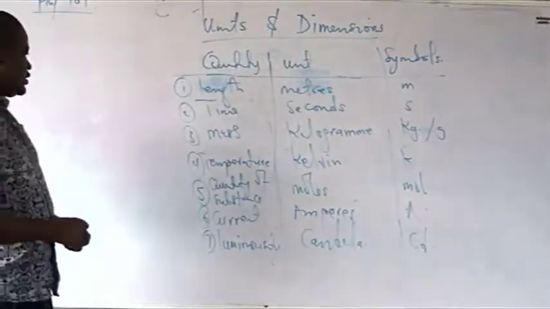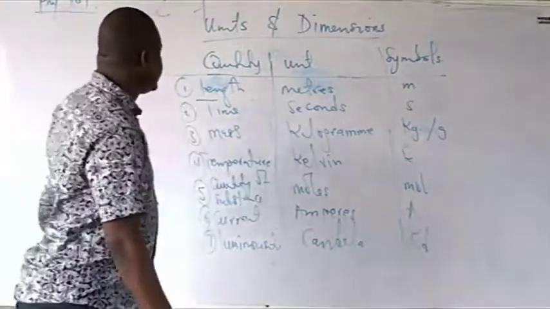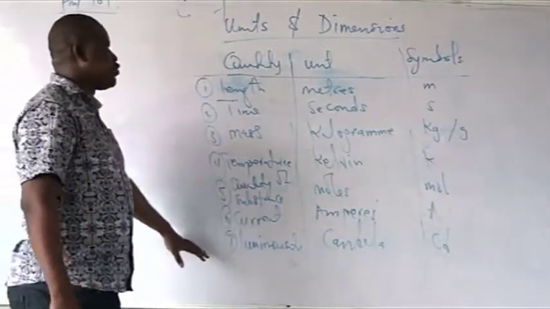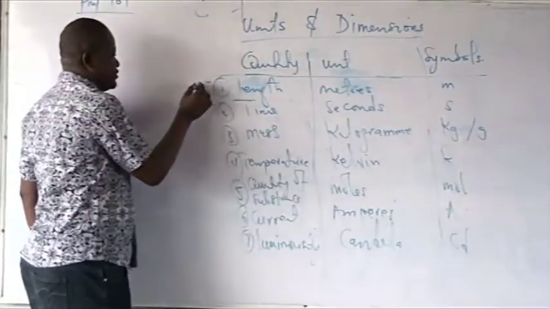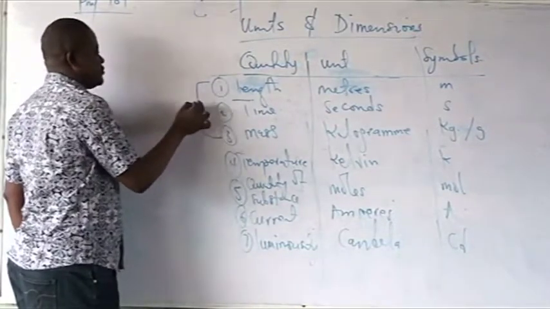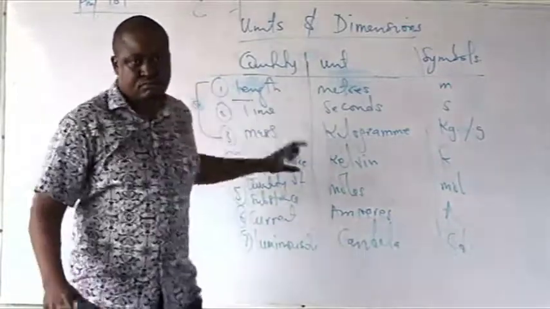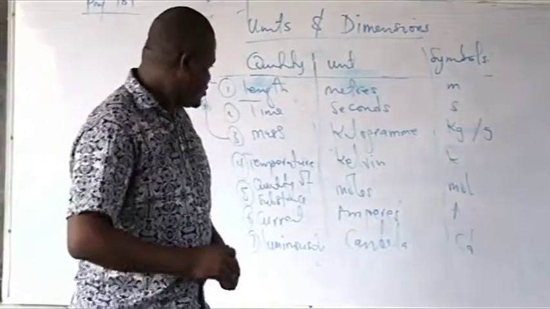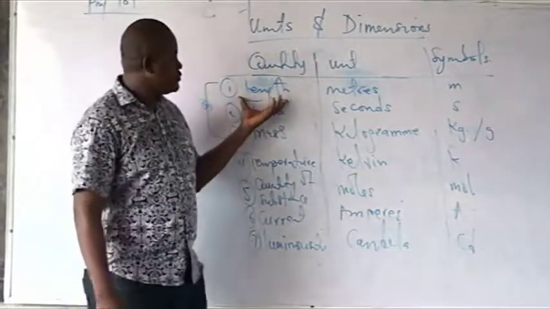Candela. So there are some of them, they are called fundamental units. So these are the fundamental quantities and these are the fundamental units. But please class, these are the 3 that I'm interested in. This is what I want to discuss, these 3. Shall we? Length.